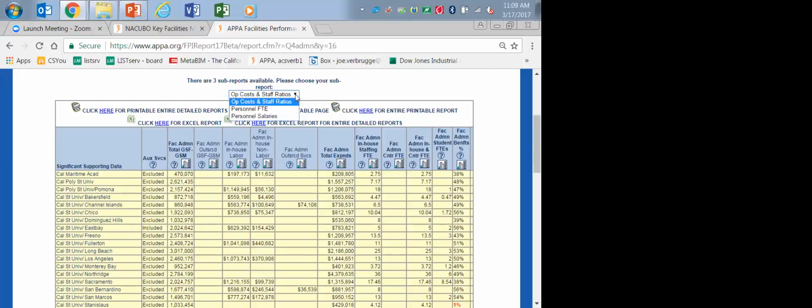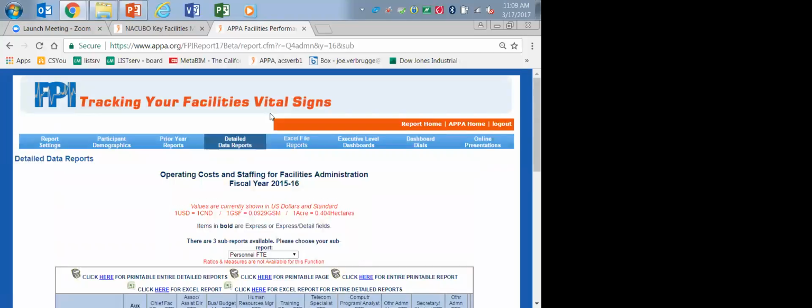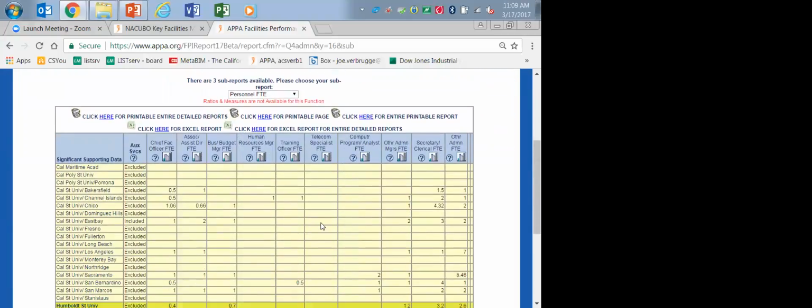Okay, personnel FTEs. Let's take a look at that. So you'll see what Joe just did was there's some additional drop downs in each one of the detailed report categories that can drill down into more detailed information other than the base report. Some of the reports have these, and you'll see it says there are 3 sub-reports available. Some don't have sub-reports, but the sub-reports are typically more detail of the core report.